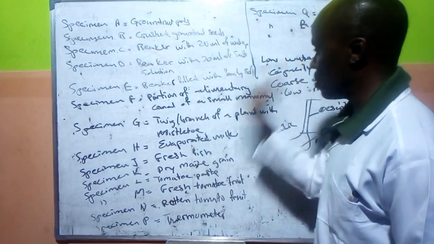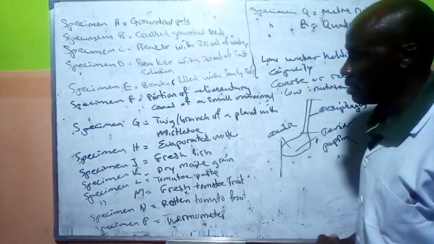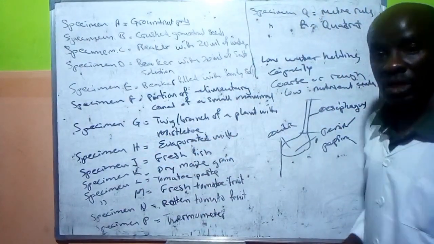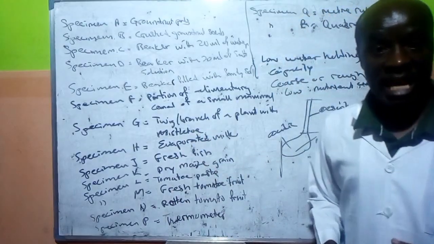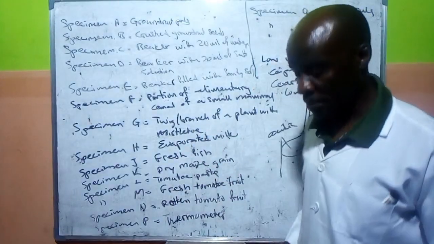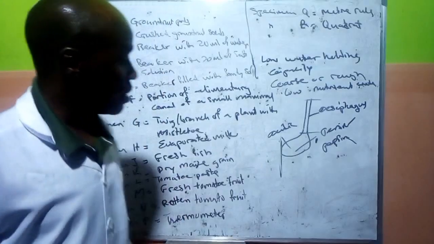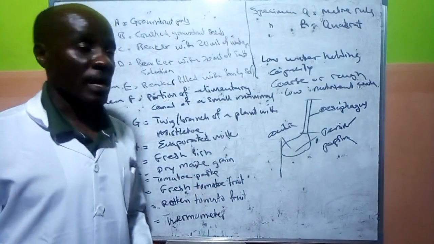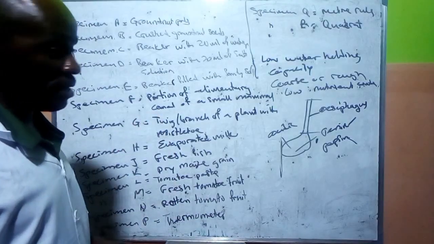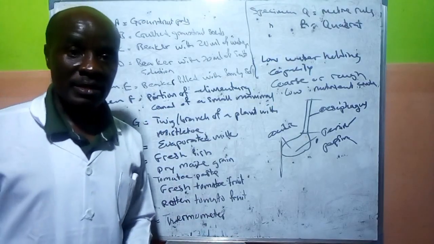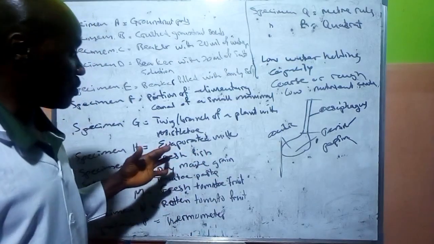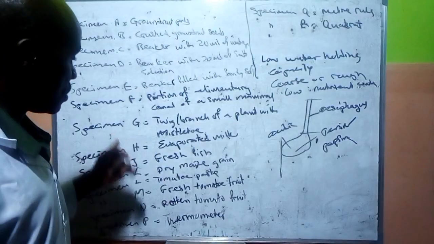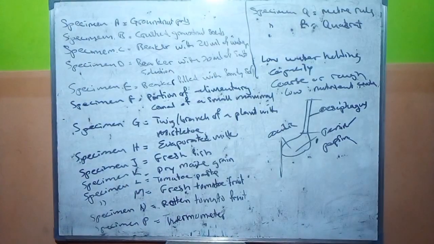The next one we're going to be looking at is specimen G, where we have a branch of a plant with mistletoe. Mistletoe is a parasitic plant that always attaches itself to other plants. It has what we call a sucker. This sucker helps it to derive nutrients from the host. When the process continues, they tend to destroy, kill the host.